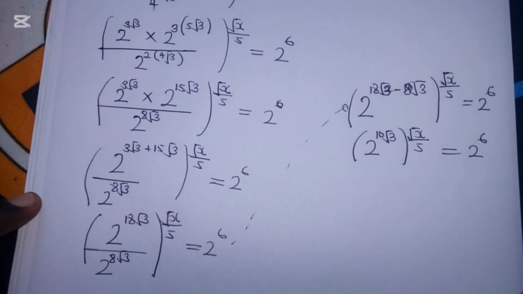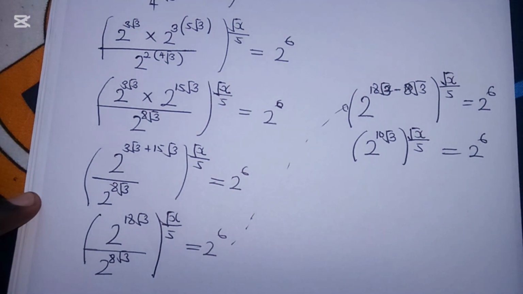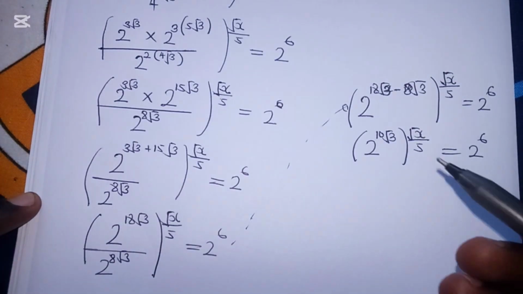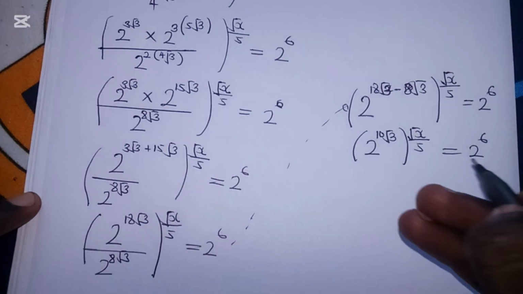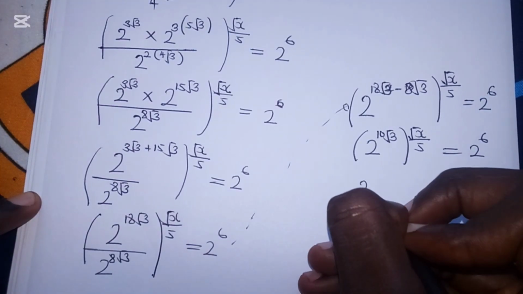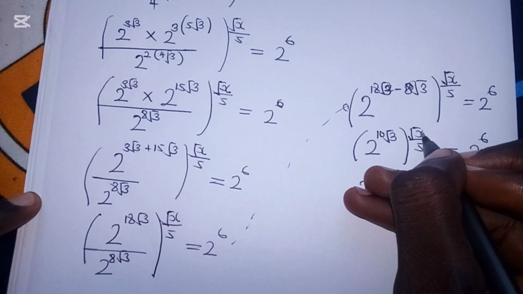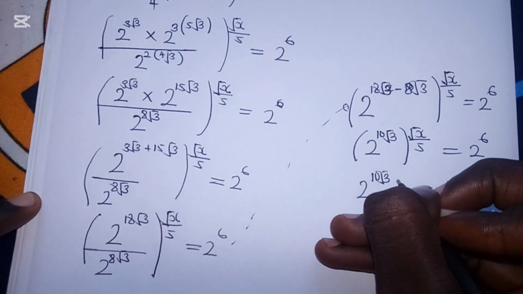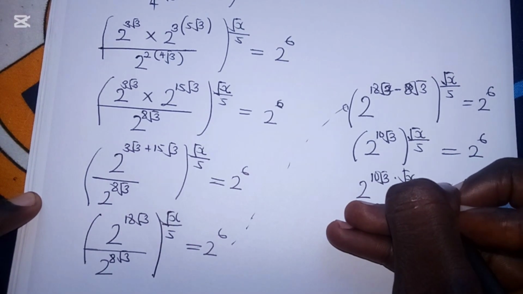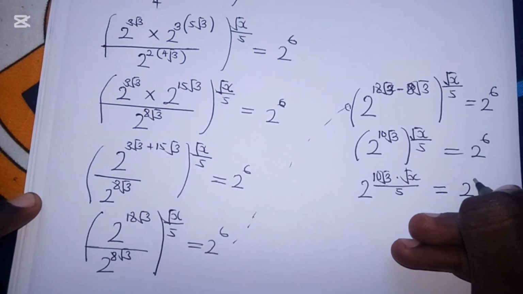Now we apply power law of indices. This is a power and this is also a power. And power law of indices states that whenever you have a power raised to another power, just multiply the two powers for you to have your answer. Then we see 2 raised to the power 10 root 3 multiplying by root x divided by 5. This equals 2 raised to the power 6.